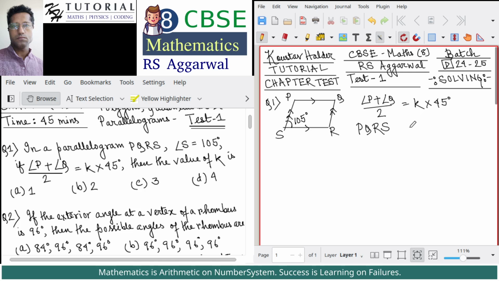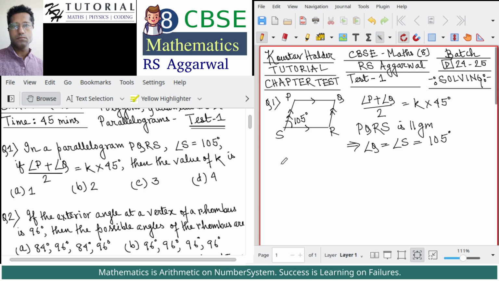Always try to solve a problem using the very fundamental related concepts. In a parallelogram, it is given that PQRS is a parallelogram, so immediately we can say that angle Q will be equal to angle S, as they are a pair of opposite angles. Angle S is given to be 105 degrees, so we have angle Q equal to 105 degrees. Now we have to find P.